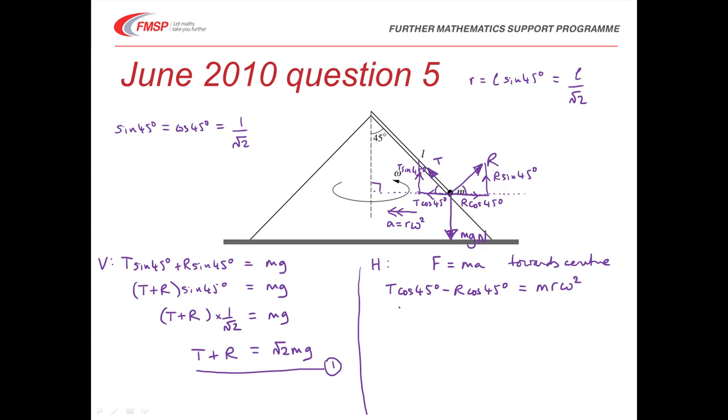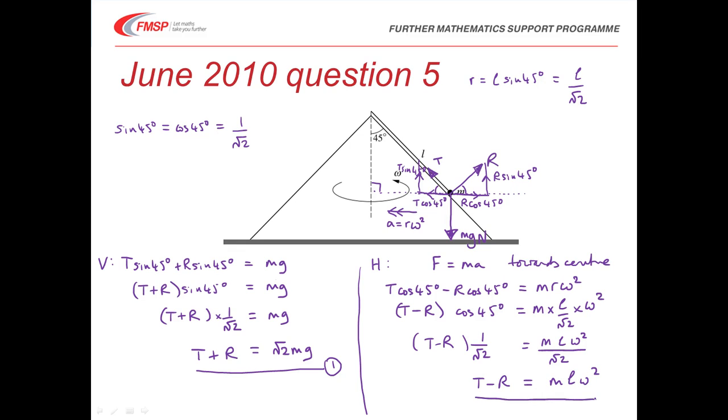Well, once again, I can take cos 45 out as a factor, which will give me (T − R) times cos 45. But I do know the radius of the circle, so I've got m times the radius, which I've written up here. It's L over root 2, and it's that times omega squared. And on the left there's a root 2 as well, of course, because cos 45 is 1 over root 2. So I have (T − R) times 1 over root 2 equals m L omega squared all over root 2. So if I multiply both sides by root 2, I'll end up with T − R equals m L omega squared. And there's my second equation.